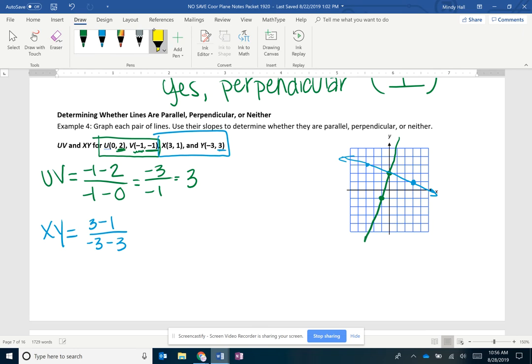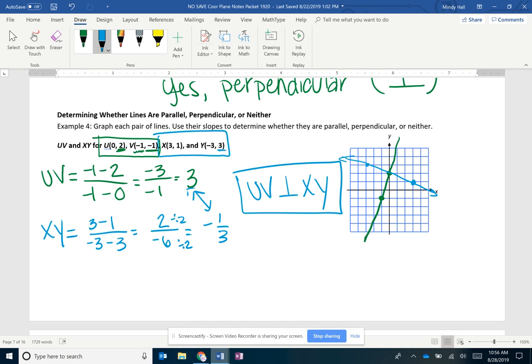Quick check with this is if you look vertically, 3 and -3, that is one of your ordered pairs, so you are good. The slope formula's biggest issue is people mess up their ordered pairs. So 3 minus 1 is 2, and -3 minus 3 is -6, which would simplify, divided by 2, to -1/3. So then looking between these, our sign is opposite and the fraction is flipped because this is like 3/1. So because of that, we know they are perpendicular. So you would say UV is perpendicular to XY. Perfect.